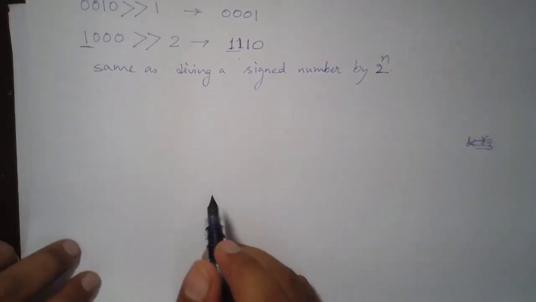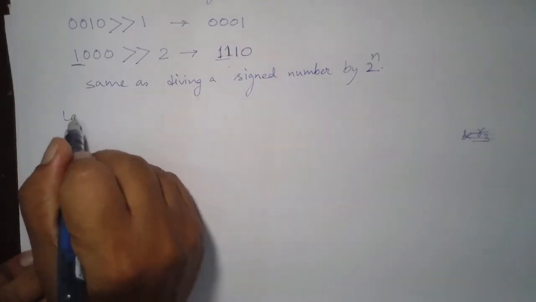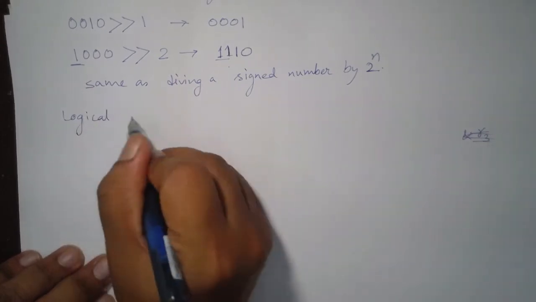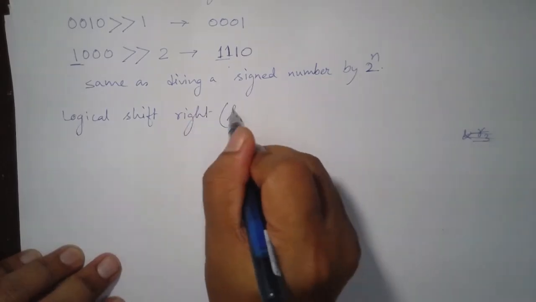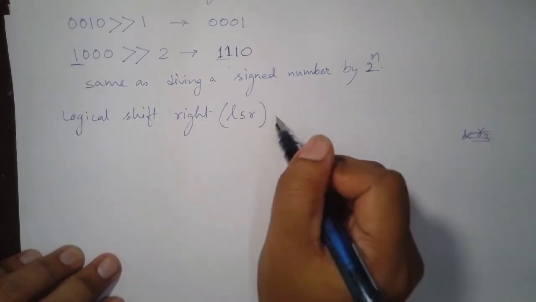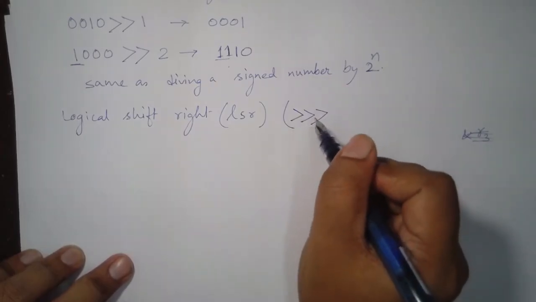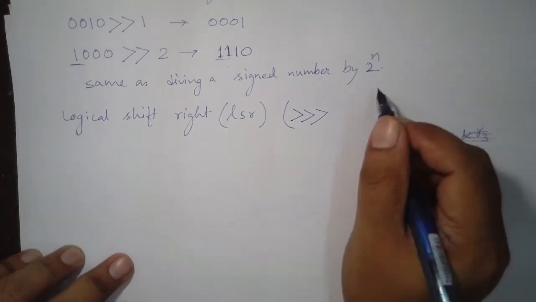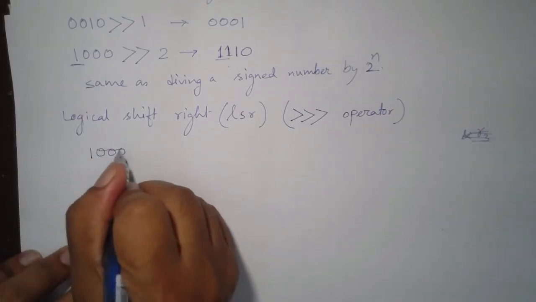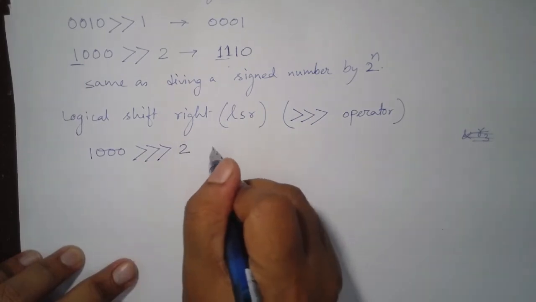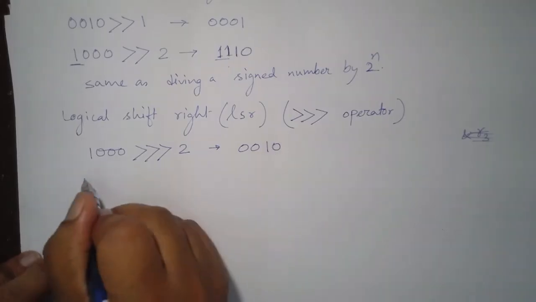Now similarly there is a logical shift right. In logical shift right you basically deal with unsigned numbers. Now, with the operator here you have to be very, very careful. Here you will have 3 greater than signs to indicate the logical shift right operator. Okay. So if I have a number like this and I want to do logical shift right, the number will translate to basically 0 0 1 0.